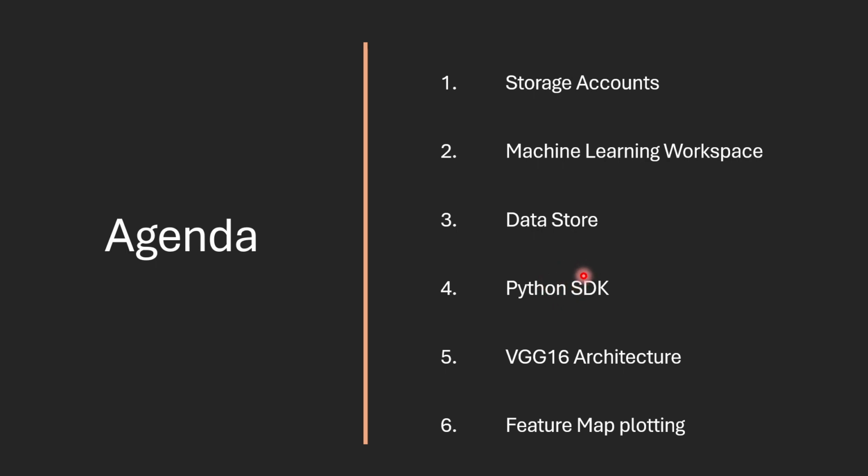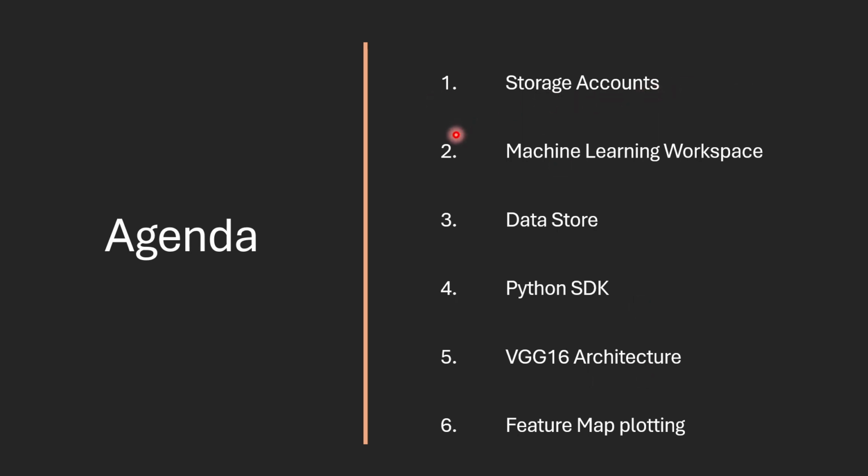After that I am going to give a small simple tutorial on the Python SDK, and in this Python SDK I'll be using the data store that I've created, and I'll try to unzip the data set so that I can have all of the images from all the different classes. Then we'll have a very high level overview of the VGG16 architecture, and then I'm going to use the feature maps to plot them. These are all the different steps that we are going to cover today. So let's get to the first one, the storage accounts.